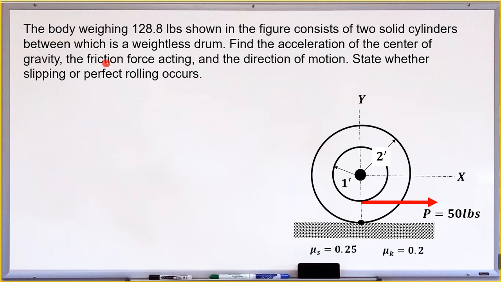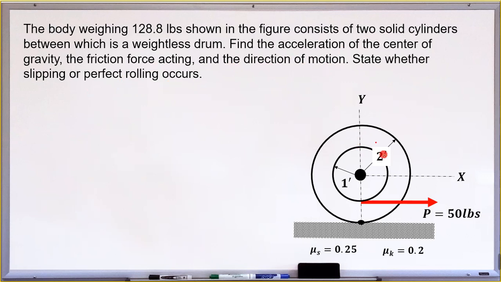This is the problem statement. The body that has a weight of 128.8 pounds shown in the figure consists of two solid cylinders between which is a weightless drum. So find the acceleration of the center of gravity, the friction force acting, and the direction of motion. State whether slipping or perfect rolling occurs.